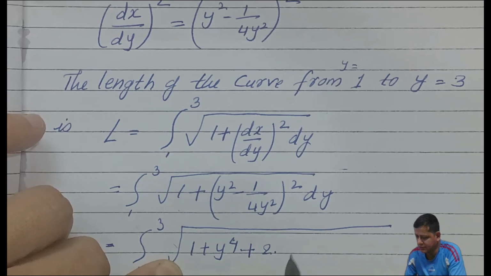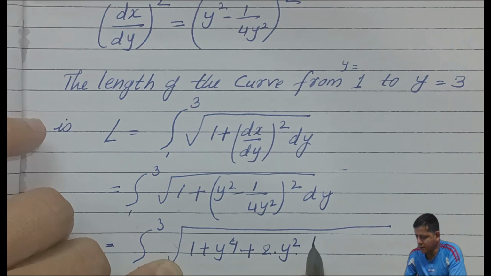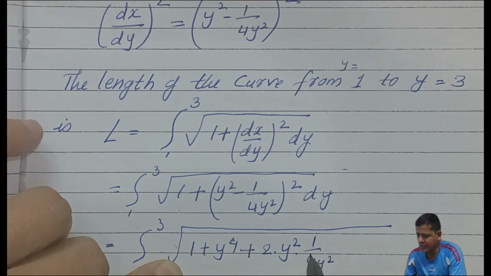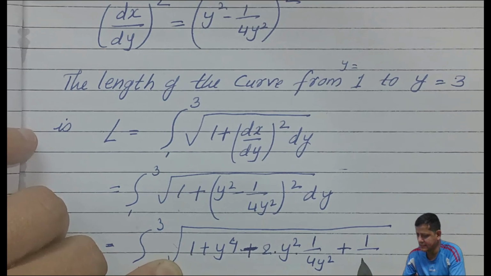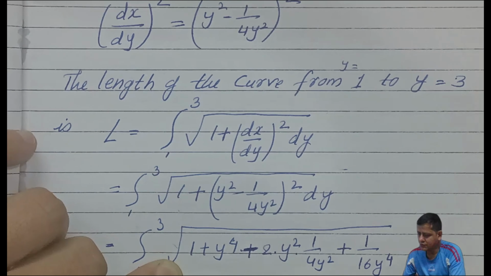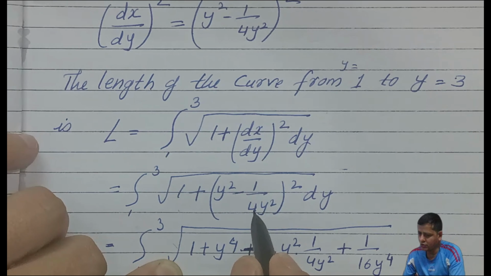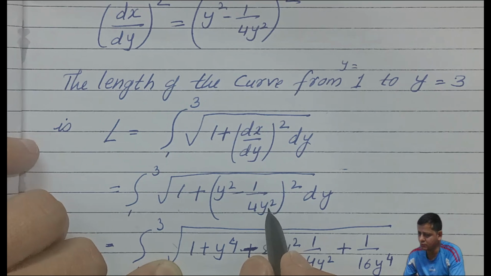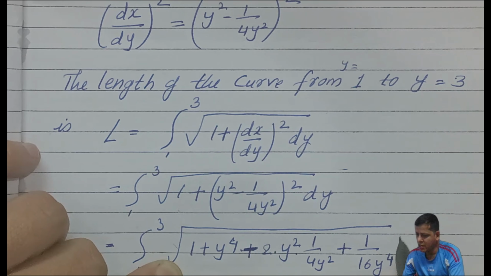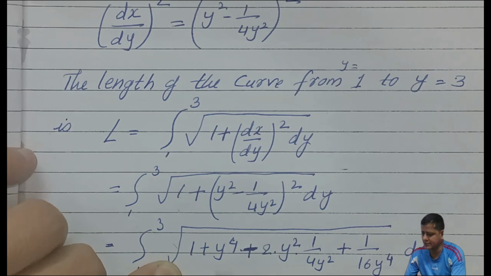2ab means 2, a means y square, b means 1 by 4 y square. It should be minus because it's a minus thing, and then b square is 1 by 16 y to the power of 4, because it's a whole square. Okay, so this is what dx by dy is, we got this in the root and then dy.